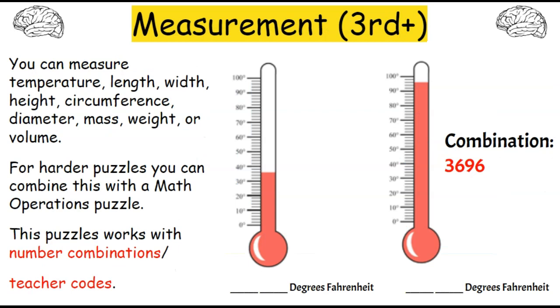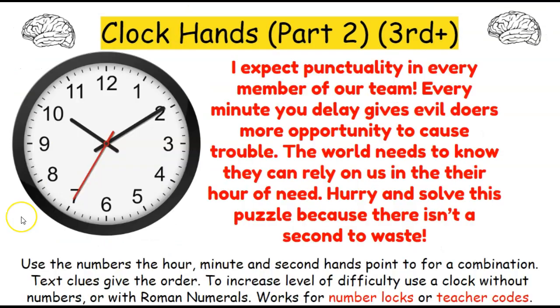Measurement type puzzles are appropriate for 3rd graders and up. They are mental type puzzles, which means they'll work for digital or physical breakouts. You can measure temperature, length, width, height, circumference, diameter, mass, weight, or volume. For the harder puzzles, you can combine this with a math operations type puzzle. This puzzle is going to work with number combinations or number teacher codes. In the example that I've given you, you have to get the measurements for both of those thermometers, and once you've filled them in, you will have the combination to a 4-digit lock.